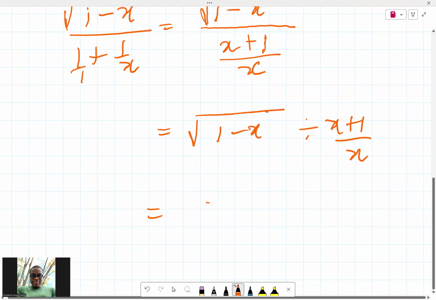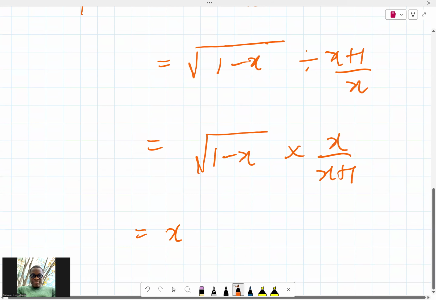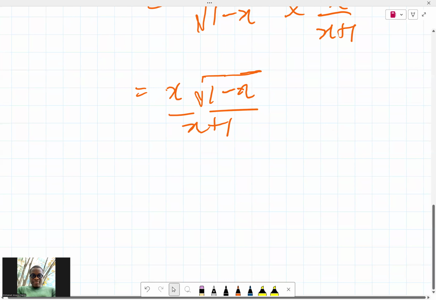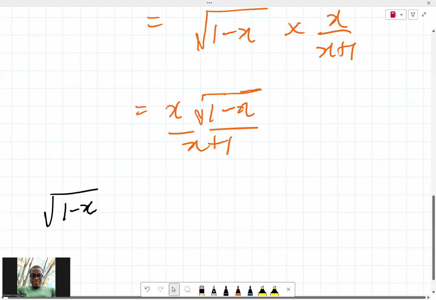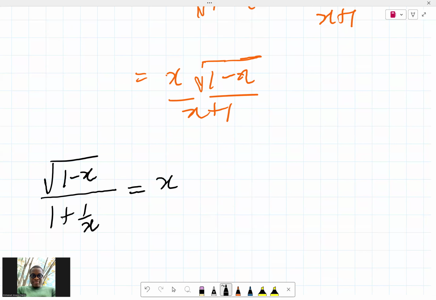So then this is square root of 1 minus x times x over x plus 1, so that we can tidy this up to be x square root of 1 minus x divided by x plus 1. So this is basically what we have now. So here we see that square root of 1 minus x all over 1 plus 1 over x is the same thing as x root 1 minus x divided by 1 plus x.